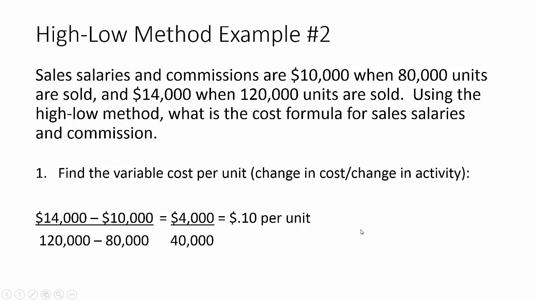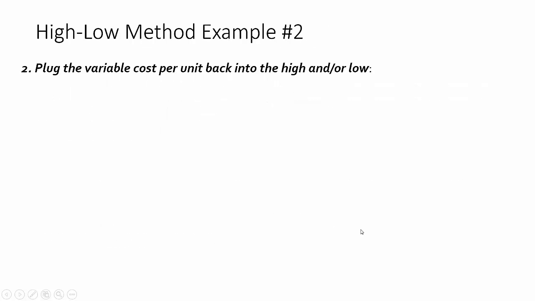The next thing we're going to do is to plug in the variable cost per unit to find the total variable cost, and then we'll use that to find our fixed costs. I'm going to do it at both the high and the low again to check that we arrived at the right answer.